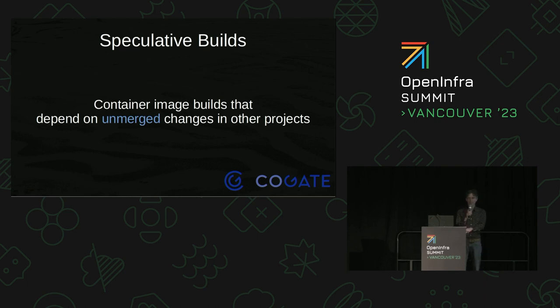So what are speculative builds? These are container builds that depend on unmerged changes in other projects. Let's say that you have container images for your application, and those container images are based on other container images. For instance, you might have a base image that you use for all of your images, and then you build on top of it. With Cogate, when you open a pull request, you can say, build this container image with this pull request, and you can have that pull request depend on another pull request, possibly even in another repository. Cogate will speculatively build your container image for the pull request that you're opening, and any that it depends on as well. There's really no limit to how deep this rabbit hole goes.